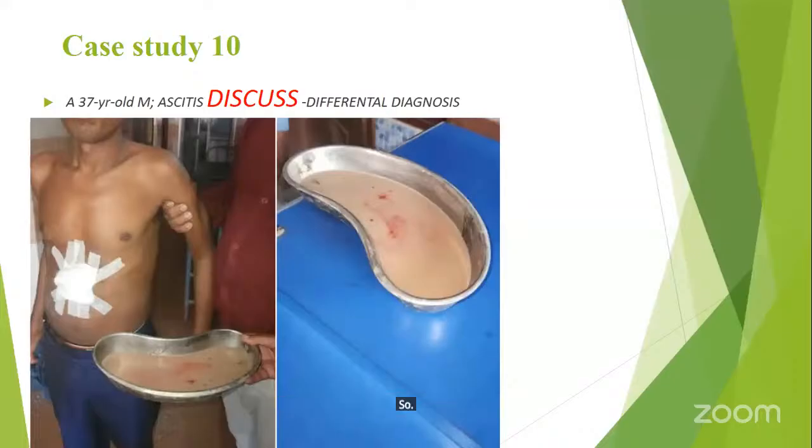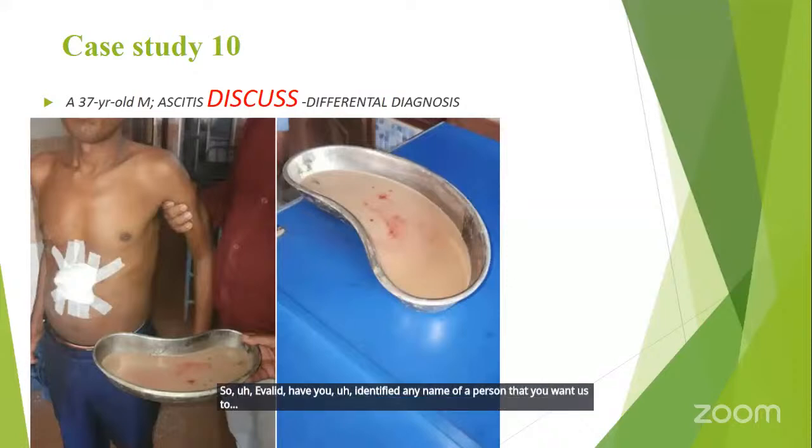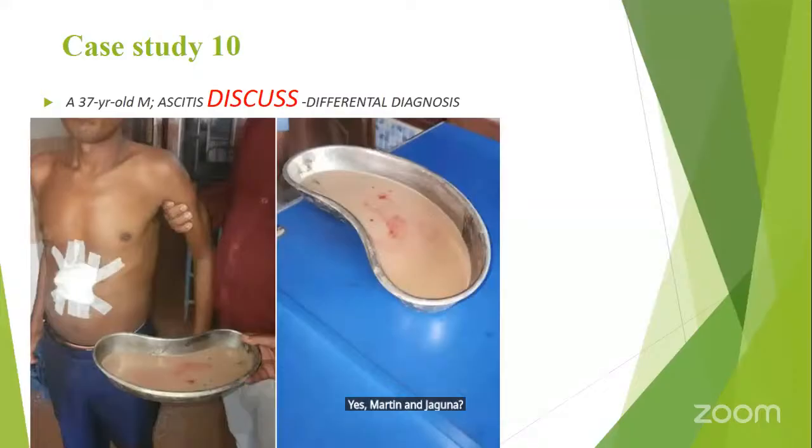So Evelyn, have you identified any name of a person that you want us to help in discussing this case? Yes, Martin Njuguna. Okay, Martin Njuguna. Yes. Martin Njuguna, kindly take it up.